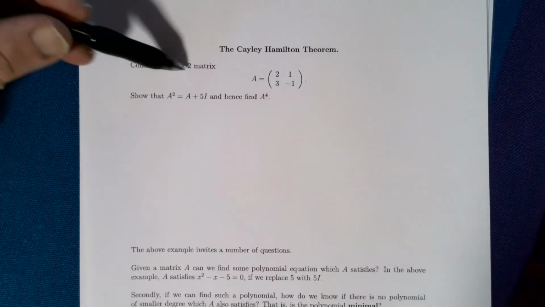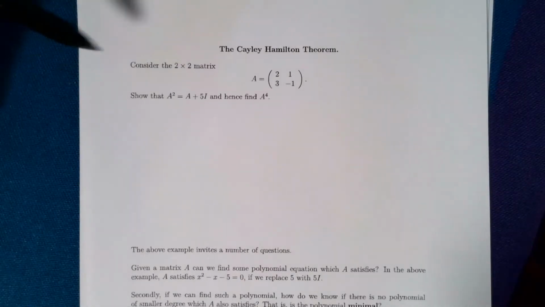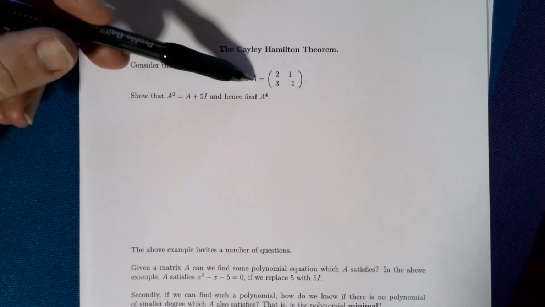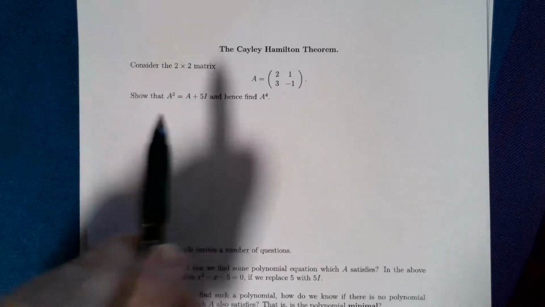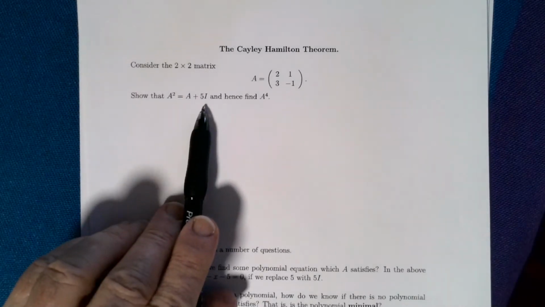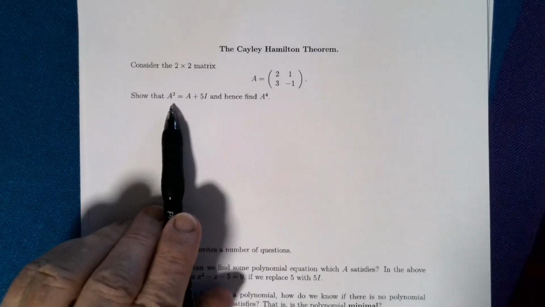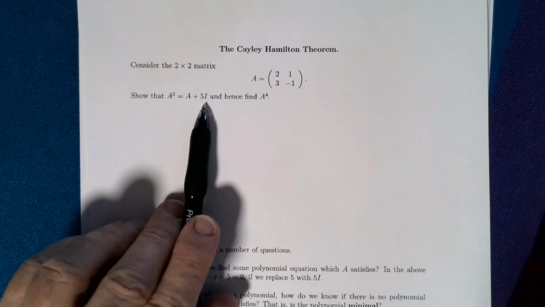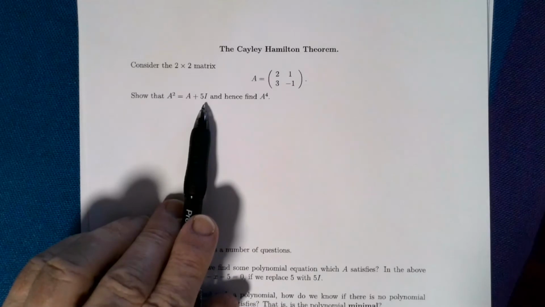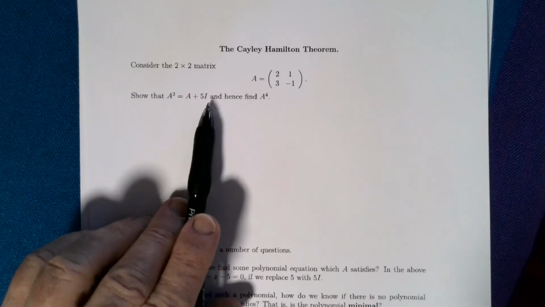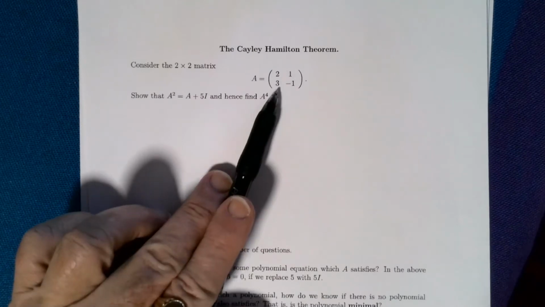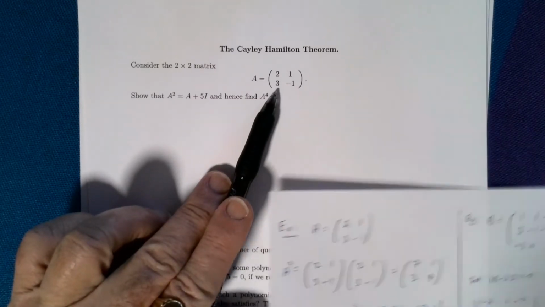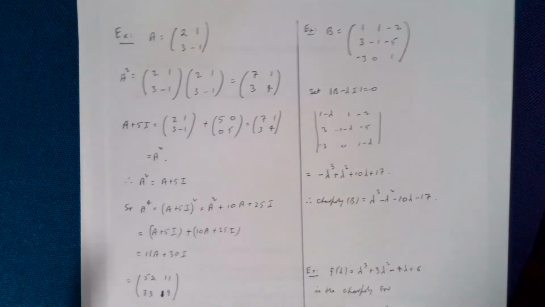2 by 2 matrix. And we're going to show that if this 2 by 2 matrix, which is 2, 1, 3, minus 1, satisfies this particular little identity here, that if you square this matrix, you get the same as what you started with, plus 5 times the identity. And then I'm going to show you how we can use that to bootstrap and calculate A to the fourth without actually multiplying this by itself 4 times. So here's the worked solution to this.